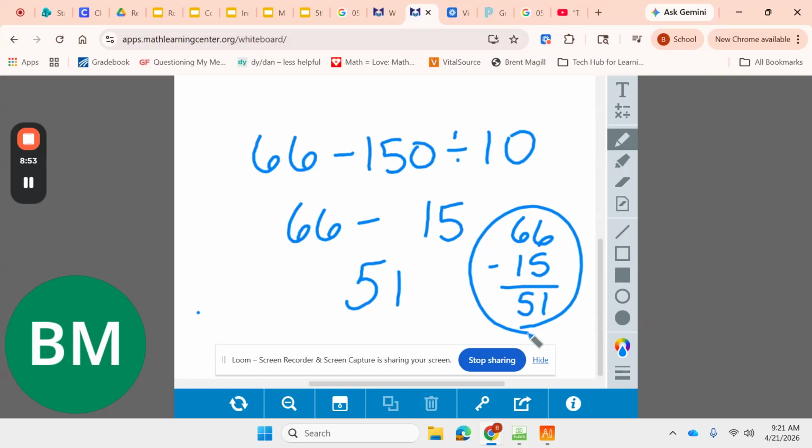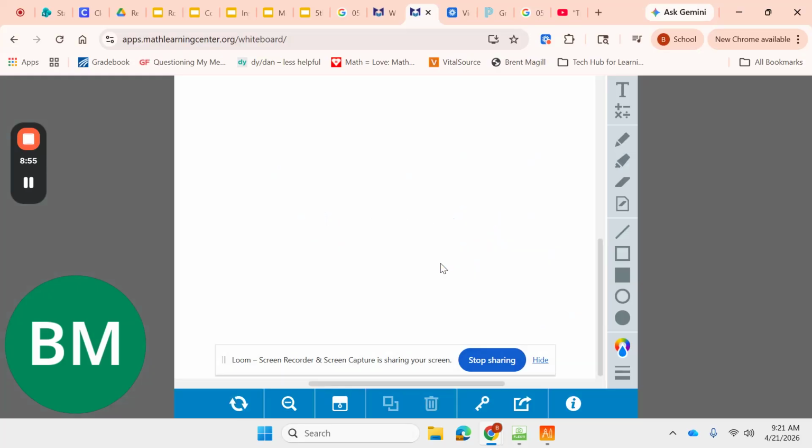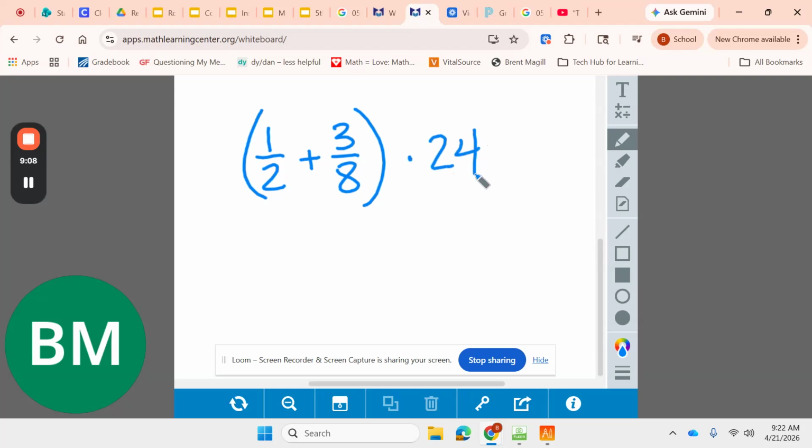Let's try this one. Okay, see if you can solve this one now. This may take a little time. You may have to go back in the Wayback Machine in your mind and remember how do I add fractions with different denominators. But go ahead and do that. Pause the video and give it a try.